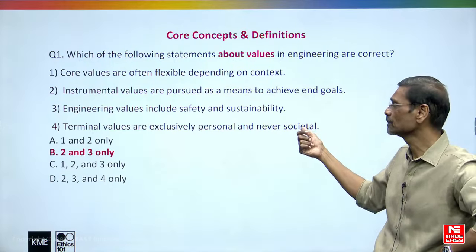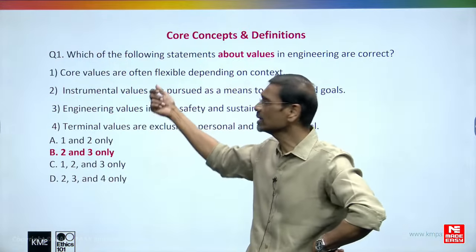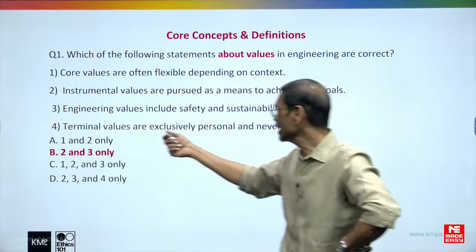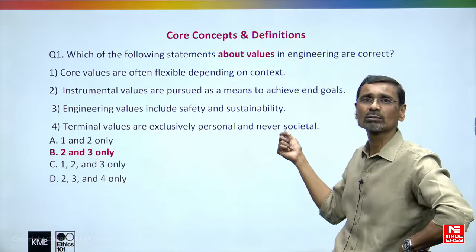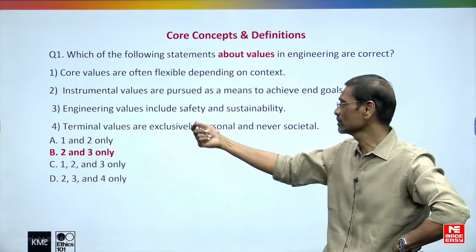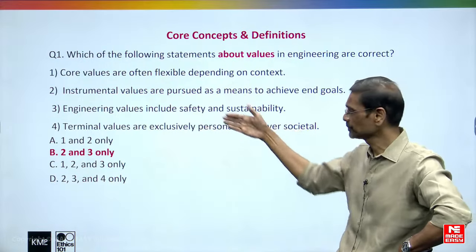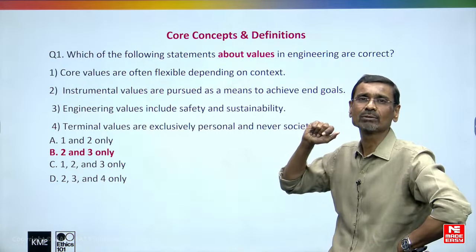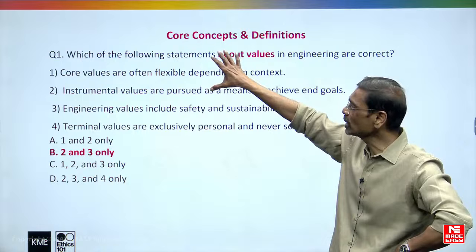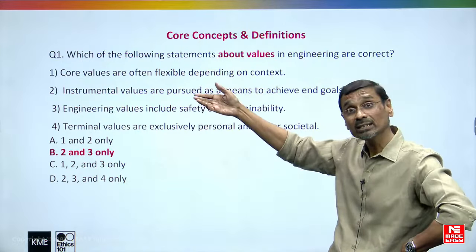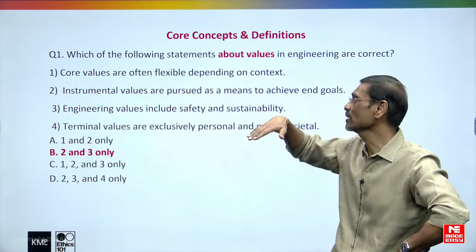I gave you options here. Only 2 and 3 are correct. Terminal values are exclusively personal and never societal. That's wrong. Terminal values are end values. It's personal, not societal. So 2 and 3. These are the kind of questions they'll have. And remember, this question I picked up from types of values and hierarchy of values. I've created this question by mixing both.